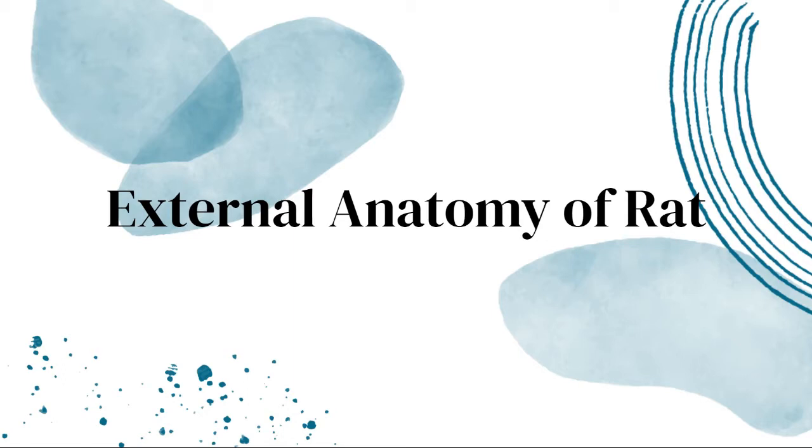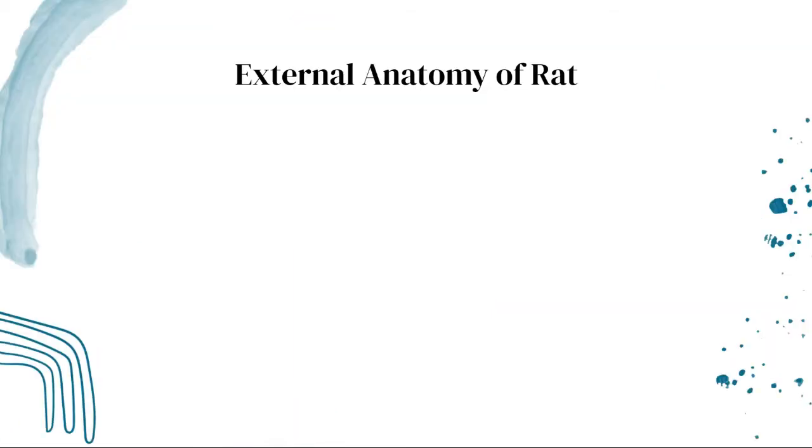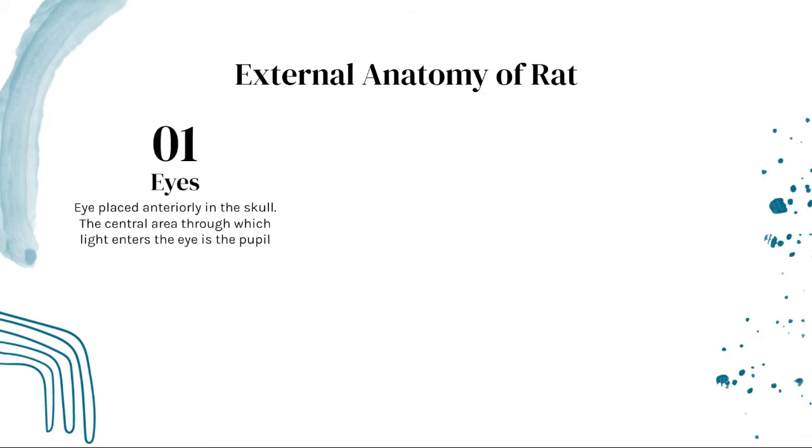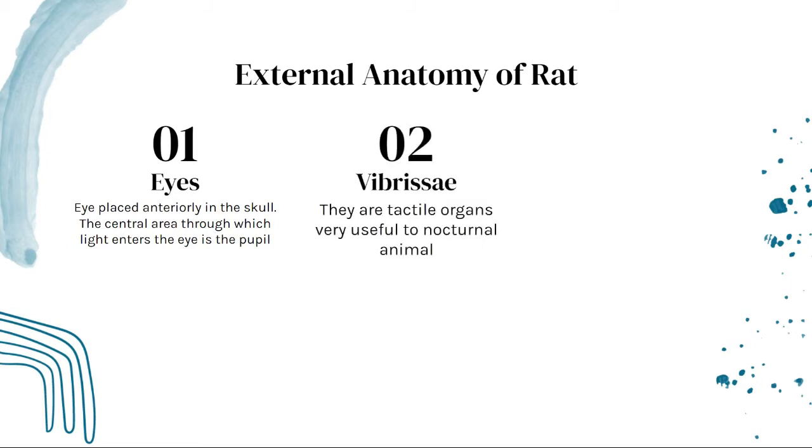Let's move on to the external part of the rat. Let's start first with the eyes. Eyes are placed anteriorly in the skull. The center area through which light enters the eye is the pupil. The next one will be vibrissae. They are tactile organs, very useful in nocturnal animals.